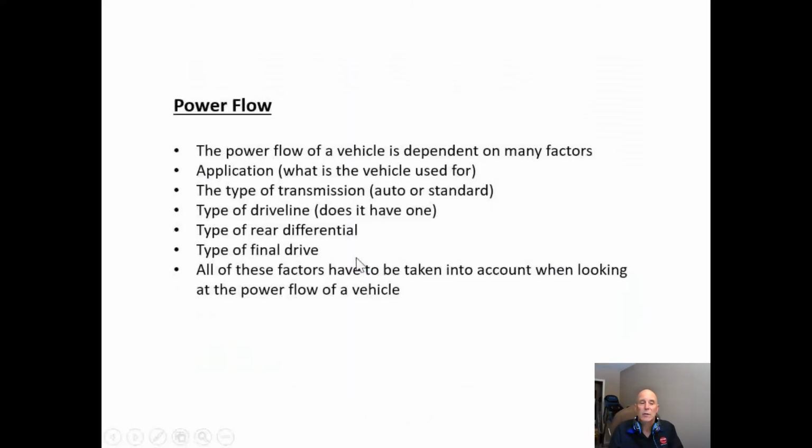Okay, so in wrapping up, the power flow of vehicles is dependent on many factors. Application: what are we going to be using the vehicle for? Is it going to be on highway and off highway? In a case like that, we're going to have to find a happy medium, because we don't want to be doing 1800 RPM and only 50 kilometers an hour. We have lots of torque, but on the highway, it doesn't do us any good. So we can change that again.